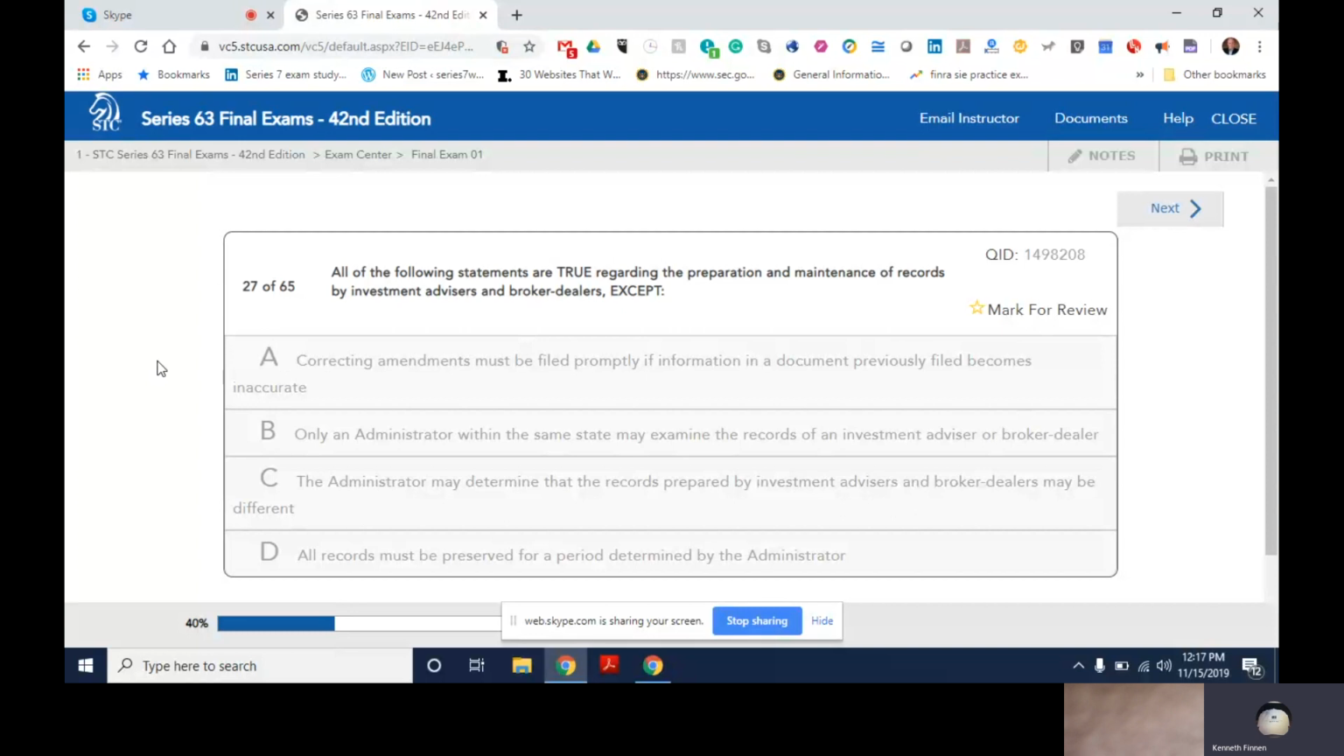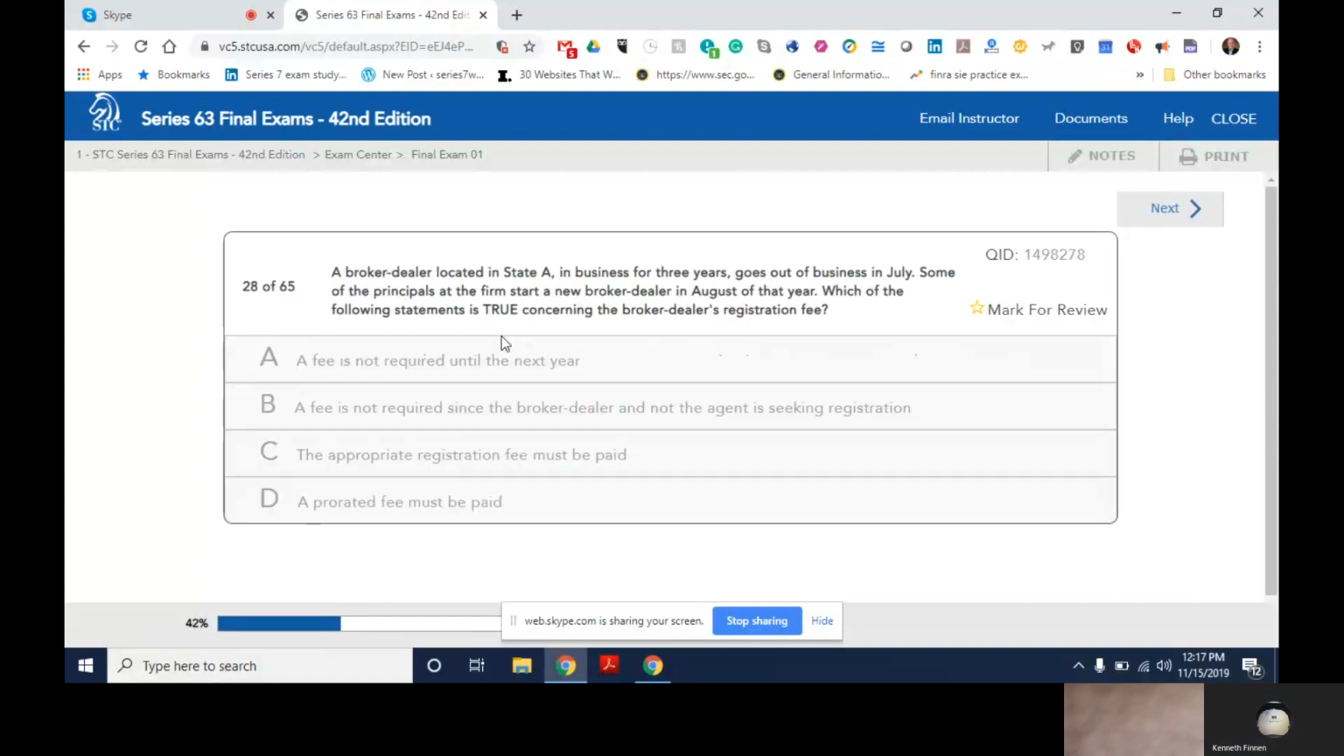The admin may determine the records prepared may be different. Yes, I think they can require different ones. And all records must be preserved for a period determined by the admin. Yep, that works. So I'm going to go with B because you can investigate in other states.